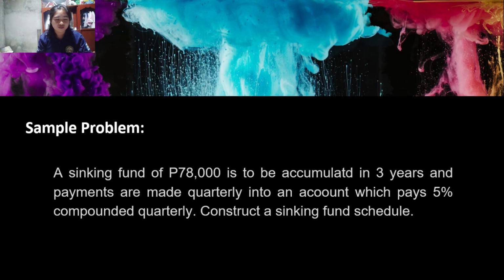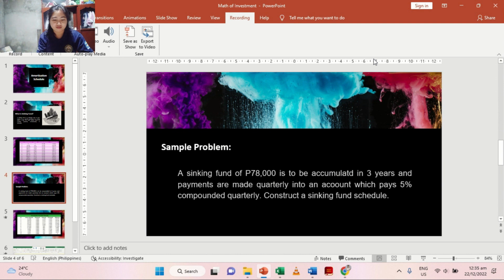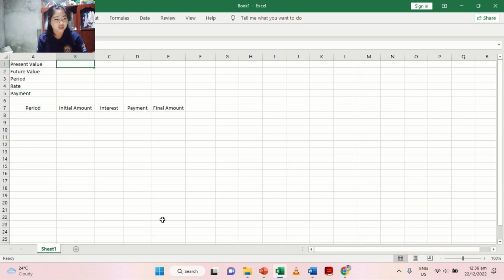You have a sample problem. A sinking fund of 78,000 pesos is to be accumulated in 3 years, and payments are made quarterly into an account which pays 5% compounded quarterly. Construct a sinking fund schedule. So again, first we are going to open Microsoft Excel. Open that. Here we have it.